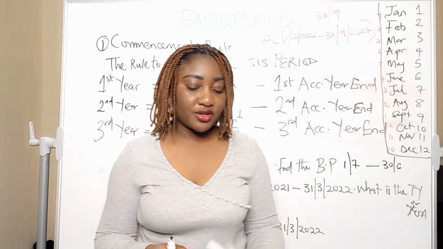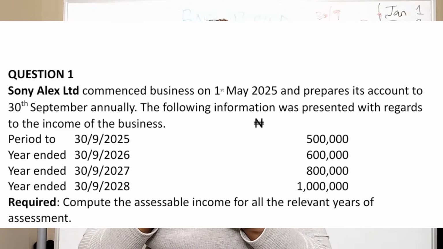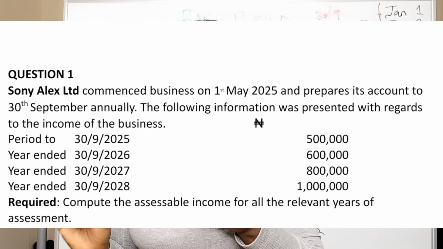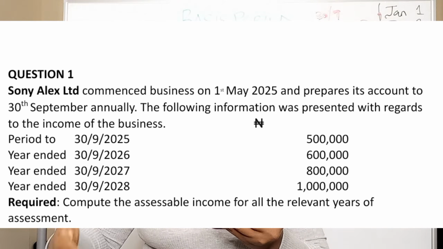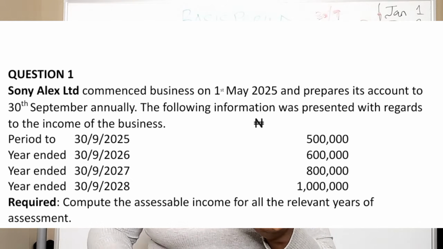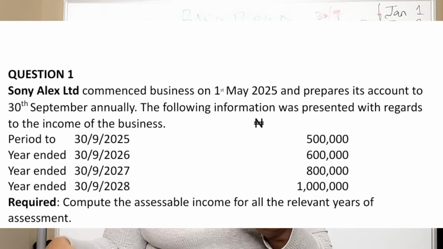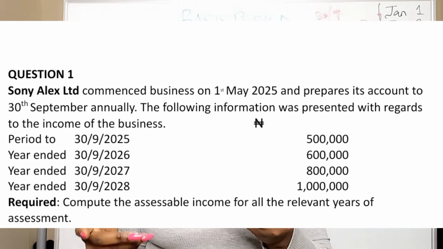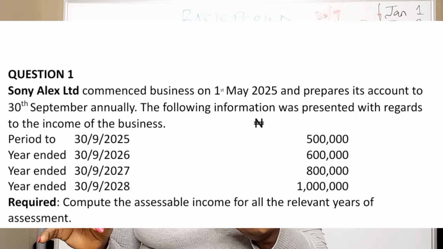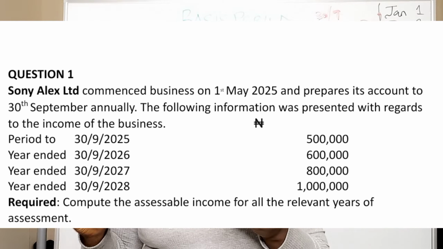Look at it on the screen. Sony Alex Limited commenced business on 1st of May 2025 and prepares its accounts to 30th September annually. The following information was presented with regards to the income of the business. Period to 30th September 2025, 500,000. Year ended 30th September 2026, 600,000. Year ended 30th September 2027, 800,000. Year ended 30th September 2028, 1 million. Required: compute the assessable income for all relevant years of assessment.